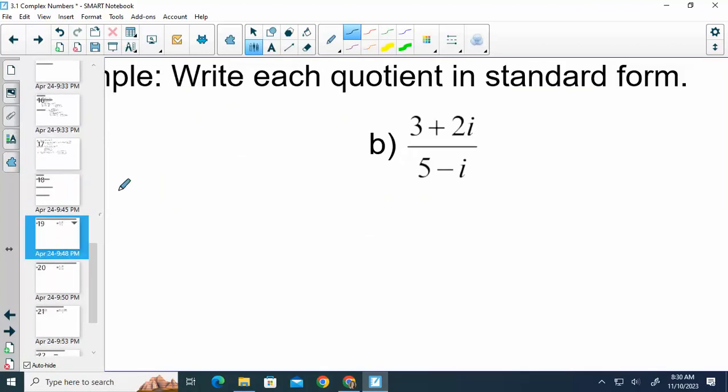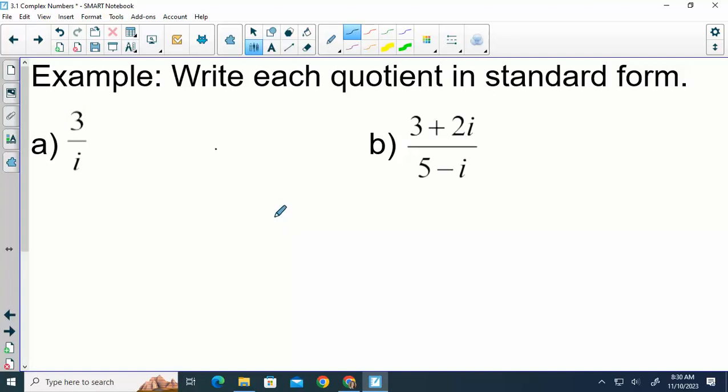Let's talk about dividing. That's not quite the same as adding and subtracting, multiplying. We have a little more to do here. I's are kind of like radicals in that you don't want one on the bottom of your fraction. So think about if I want to get a radical off the bottom, what do we do? We multiply by it on top and bottom. So if I want to get an I off the bottom, we're going to multiply by that on top and bottom.